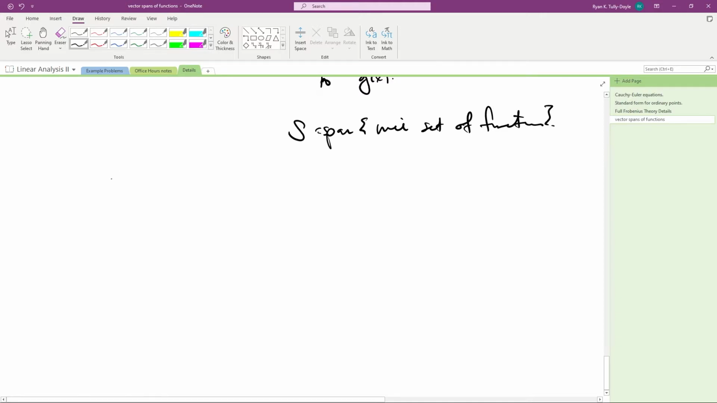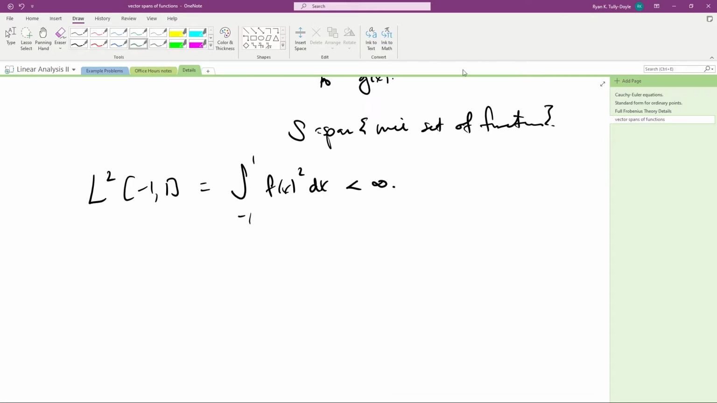Let's let L2 of minus 1, 1 be the space of functions where the integral from minus 1 to 1 of f of x squared dx is bounded. Now, the reason that we might do that is because an integral is basically like a sum. So you should be thinking that this is about the same as saying that the sum over all of the x values between minus 1 and 1 of f of x squared is finite. Now, it's not exactly the same, of course, because this is indexed discretely and an integral works continuously over an interval, but that's the basic idea.